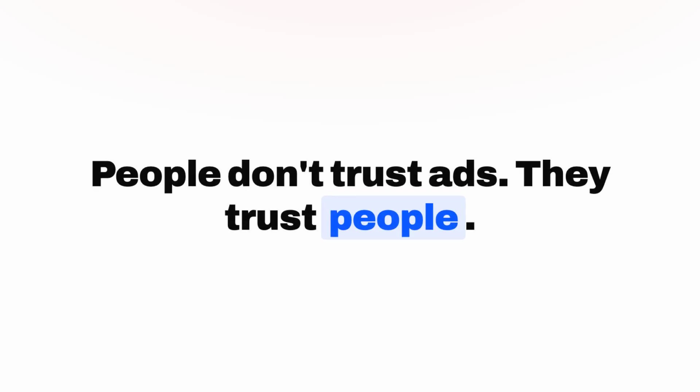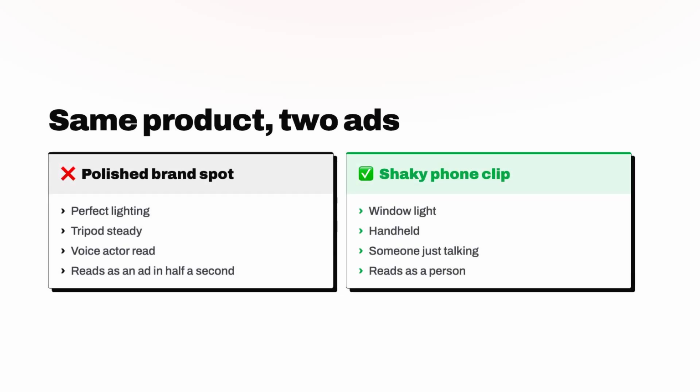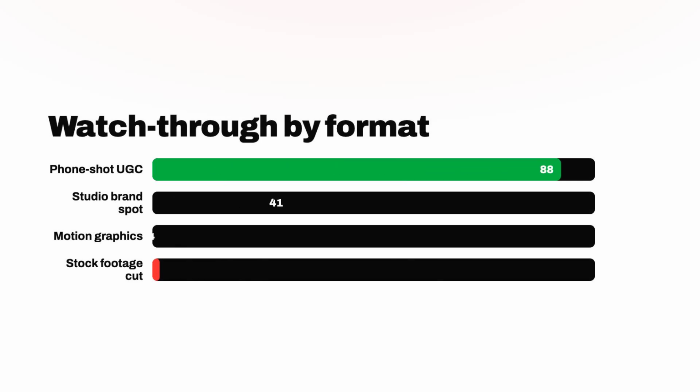Right. Let's start with why UGC is still the format that works. People don't trust ads, they trust people. That's the whole thing, honestly. Put a glossy studio spot next to a shaky phone clip and watch which one gets scrolled past. It's not close. And the numbers back it up. Creator-style footage just holds attention longer than the polished stuff.